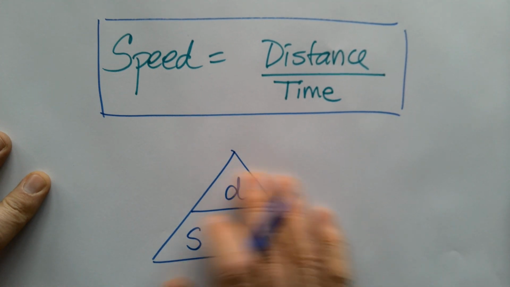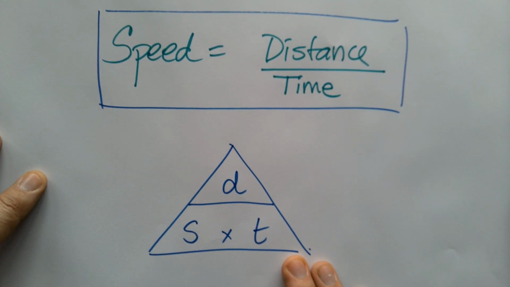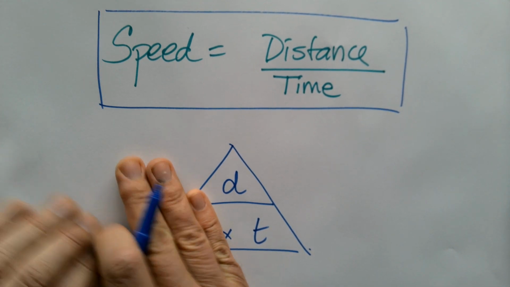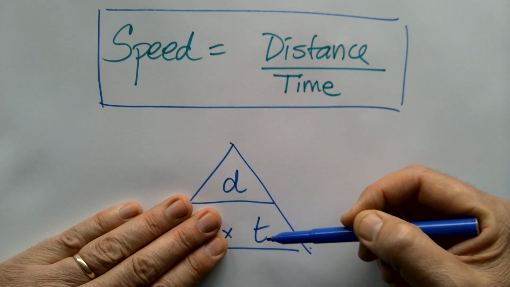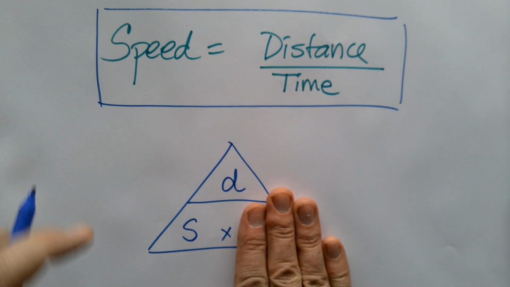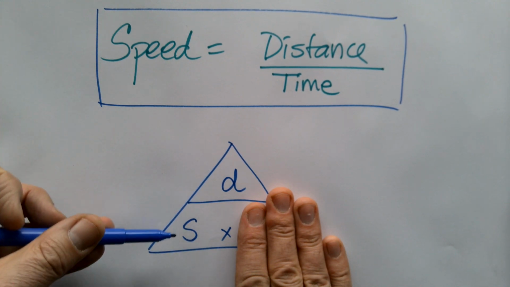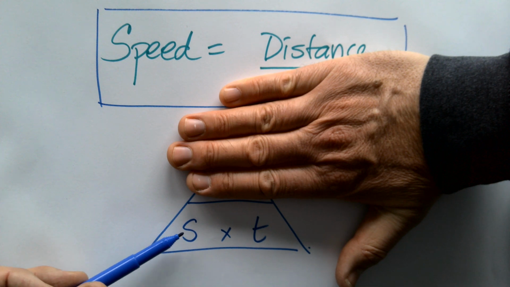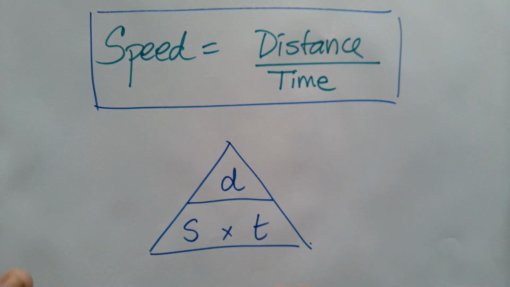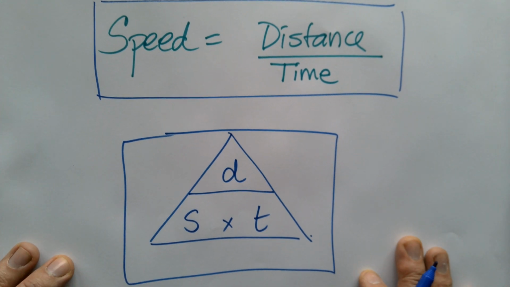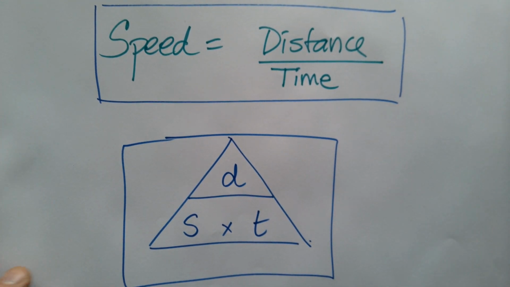Okay, so how this works is whichever one you're trying to find, you just cover it up. So if I cover up S for speed, I've got distance over time. If I'm trying to find the time, I cover that up, and I've got the distance divided by the speed. If I'm trying to find the distance, I've got the speed multiplied by the time. Okay, so that's a nice little way to use the formula. So let's have a look at a couple of examples.